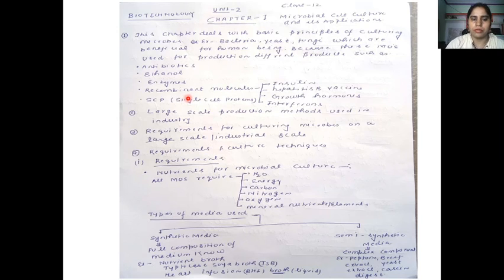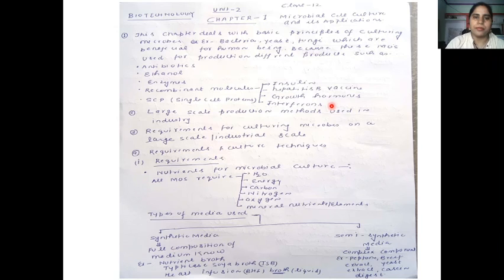Some recombinant molecules are produced by recombinant organisms. In the last chapter, we studied how recombinant organisms are produced by recombinant DNA technology. Insulin is used in case of diabetes, and hepatitis B vaccine is used against hepatitis. Some growth hormones are used for different diseases, and interferons are used against viral diseases.